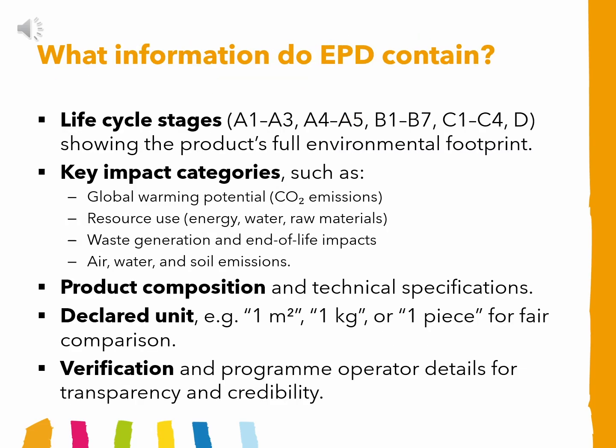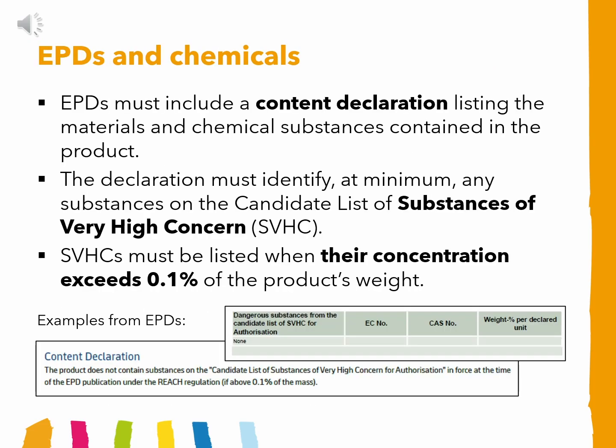EPDs describe the full life cycle of a product, from raw material extraction to end of life. They include key impact categories such as carbon emissions, resource consumption, energy use, and waste generation. They also include product composition, technical specifications, and a declared unit, for example, 1 kilogram or 1 square meter, to allow fair comparison. EPDs must include a content declaration that lists the materials and chemical substances contained in the product.